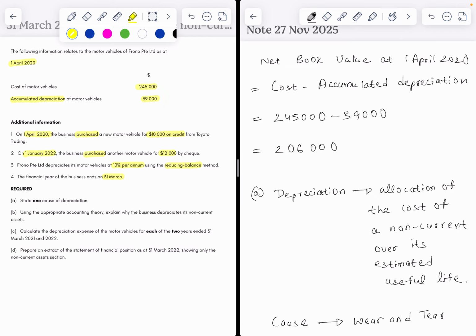depreciation. You can see the question on the left hand side of your screen, and on the right hand side we've got all the workings which I'll go through and explain to you step by step. With that being said, let's begin.